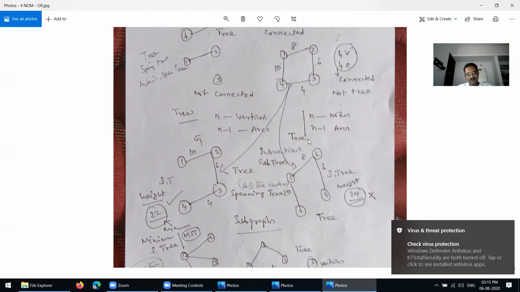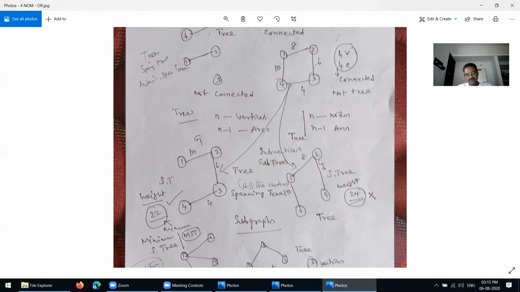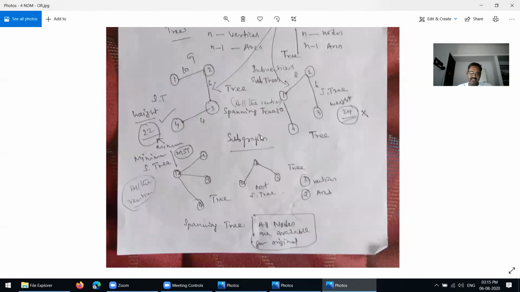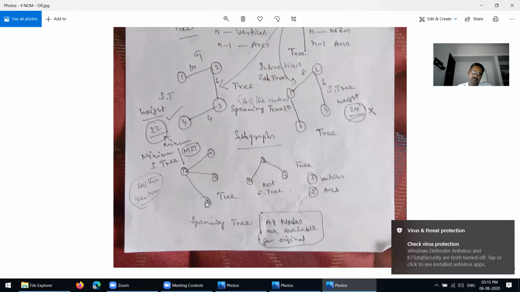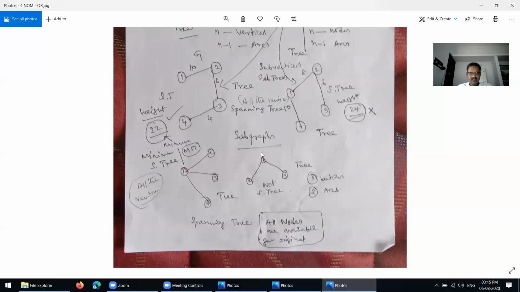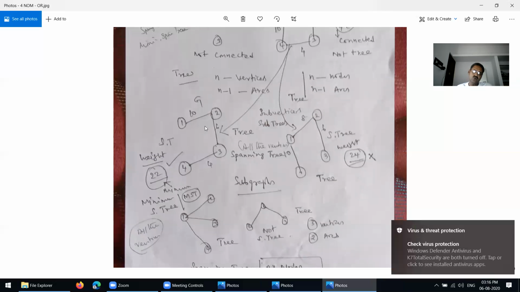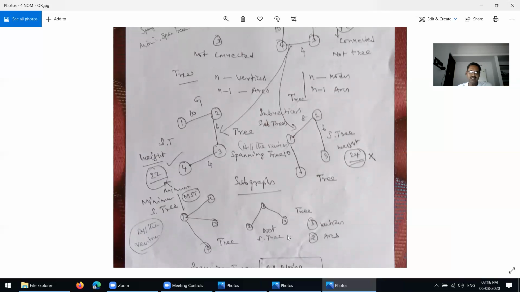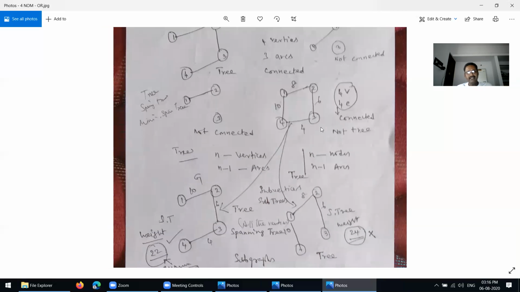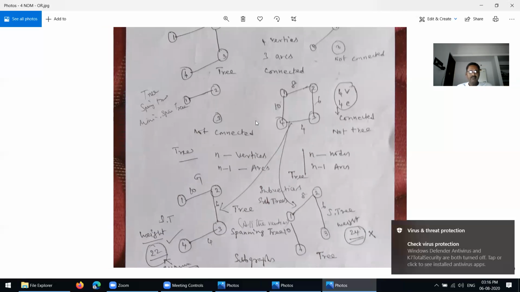This is also another type. It is also 4 vertices and 3 edges, also a tree. See this one, 1, 2, 3, 4. How many? 4 vertices and 3 edges is a tree. This also, 3 vertices and 2 edges, is also a tree. All satisfy the conditions. So all these 4 are subsets of the connected graph. Therefore the connected graph has more than 1 tree.